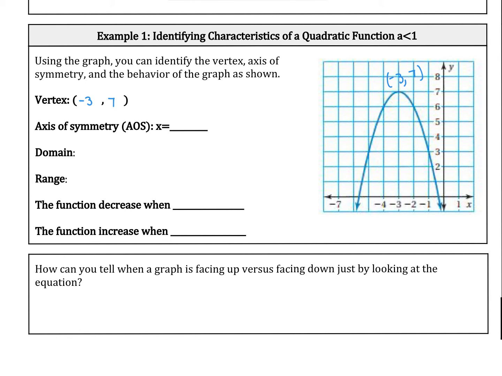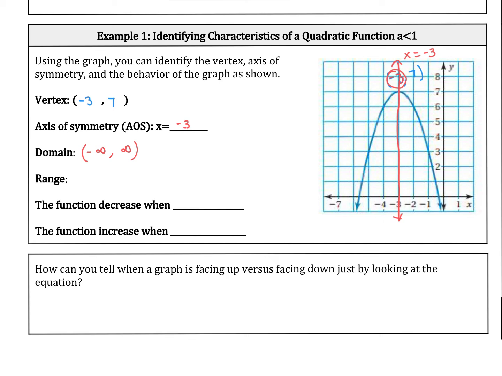Axis of symmetry is this line that goes in the center of the parabola and divides the parabola into two equal parts. That line is x equals the x value, so the x value is -3. Domain, as we said, is -infinity to infinity.